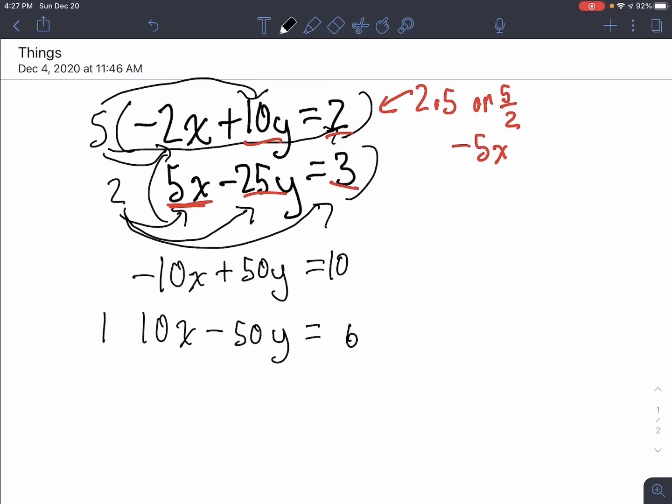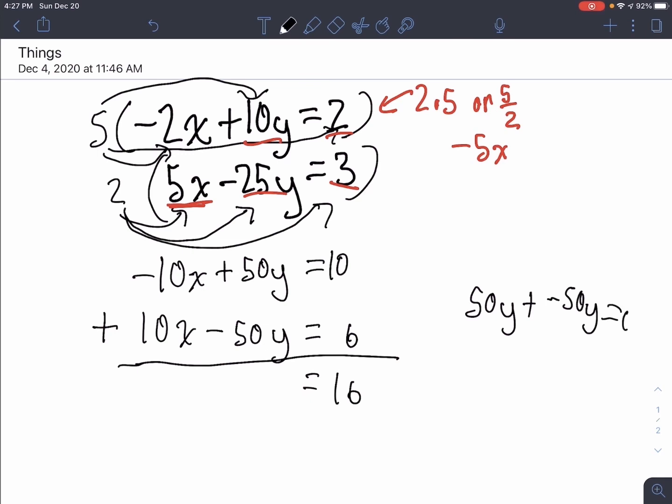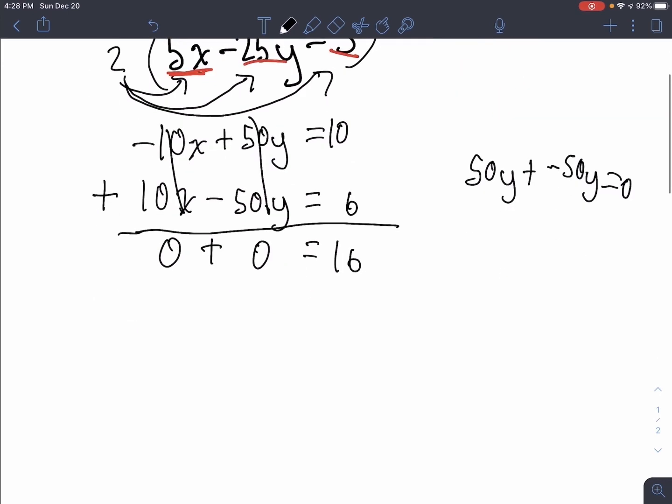Now we just add both of these equations, because of the elimination method. Because we're trying to eliminate a variable, we would do 10 plus 6, which is 16. And 50y plus negative 50y equals 0, so these cancel out and you get 0. It's the same case for x as well: negative 10x plus 10x cancel out and you get 0. So 0 plus 0 is obviously 0.